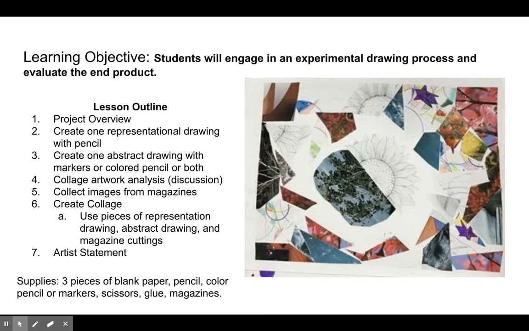The lesson outline, as always, we have the overview first, and then you're going to actually create a few drawings before you start in the actual process of the final project. The final process is going to be a collage, but I want you to incorporate some drawing into that, so we're going to do 2 drawings first. So in number 2, you can see it says you're going to create 1 representational drawing in pencil. So that's just a drawing that looks like something, and then an abstract drawing, and I want you to use either markers or colored pencils or both. So I want that one to be in color and the other one to just be in pencil.